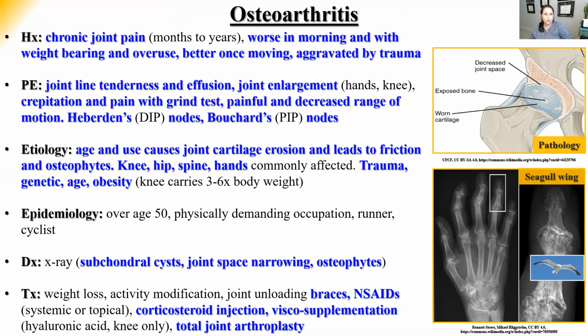Heberden's nodes and Bouchard's nodes. Bouchard's nodes affect the PIP joint and Heberden's nodes affect the DIP joint. Remember, Bouchard's comes in the alphabet before Heberden's does. This is hard work and birthdays. So age and use cause joint erosion and destruction that eventually leads to friction and osteophytes. Then the osteophytes start rubbing together, and that just kind of worsens that process. This commonly affects our weight-bearing joints, the knee, the hip, the spine, and the hands.